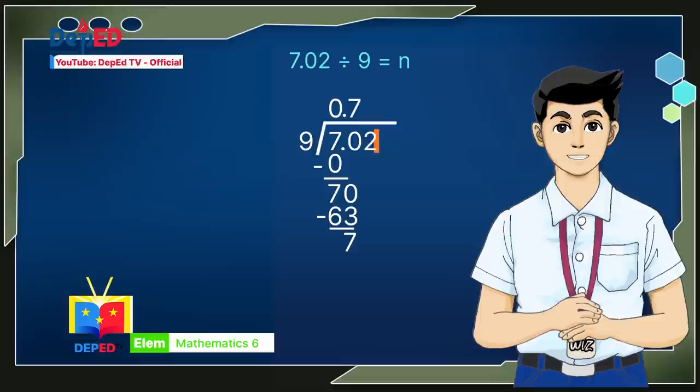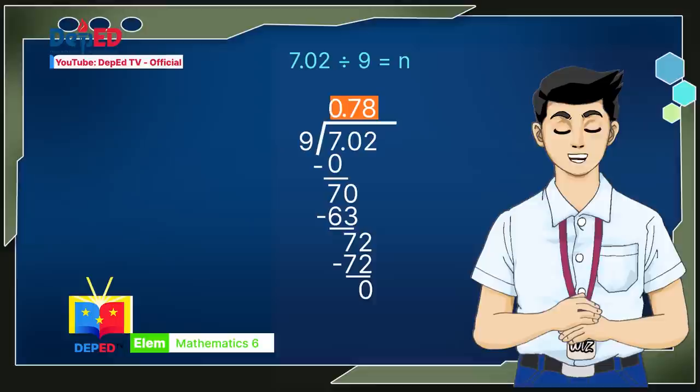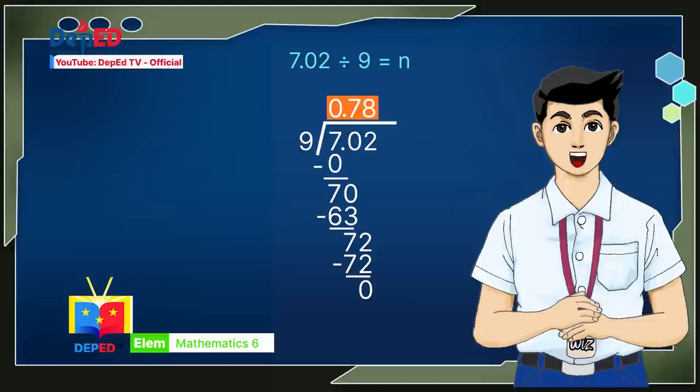72 divided by 9 is equal to 8. 8 times 9 is 72. 72 minus 72 is 0. Since there is no remainder and no digit left to bring down, the quotient is 78 hundredths. Therefore, 7 and 2 hundredths divided by 9 equals 78 hundredths.